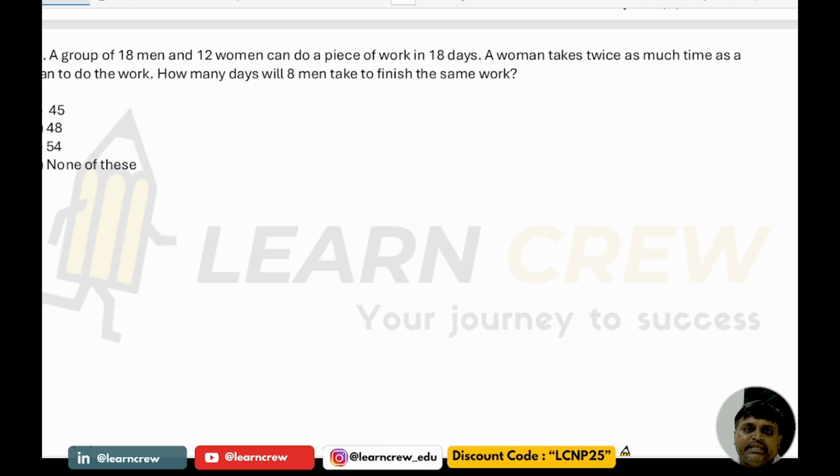A group of 18 men and 12 women can do a piece of work in 18 days. A woman takes twice as much time as a man to do the work. So here the times ratio is given for a woman and a man. So the times ratio is 2:1. So the efficiency ratio would be 1:2. If woman efficiency is 1, man efficiency is 2.